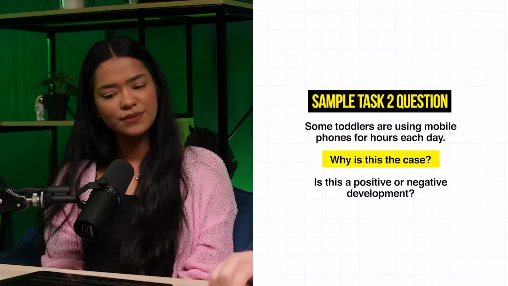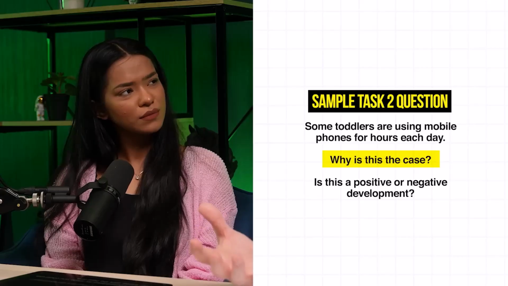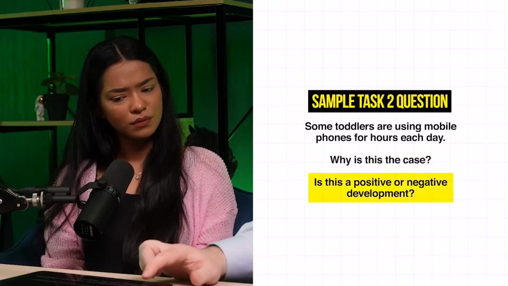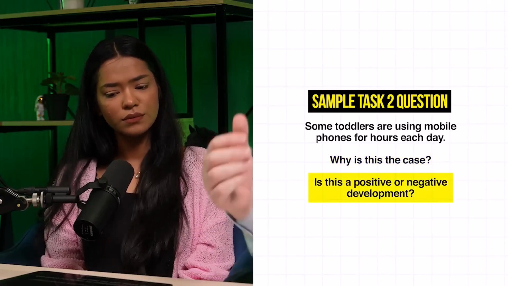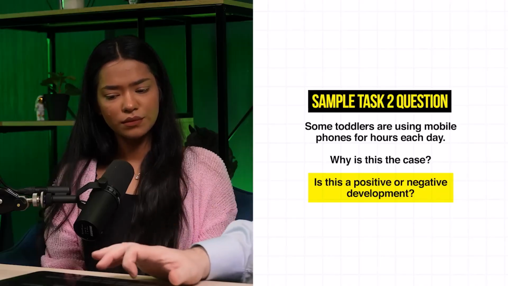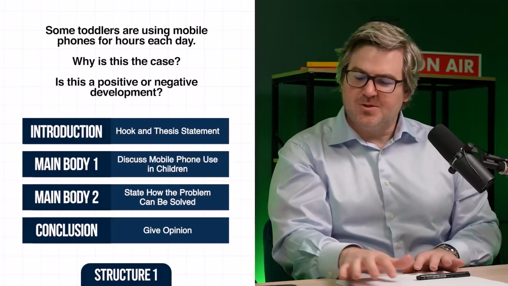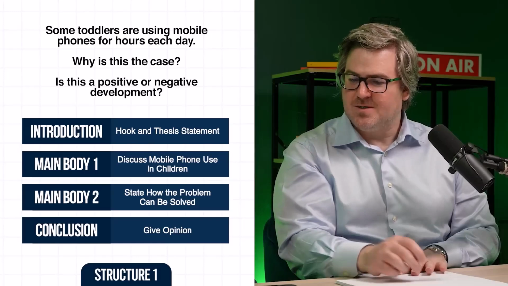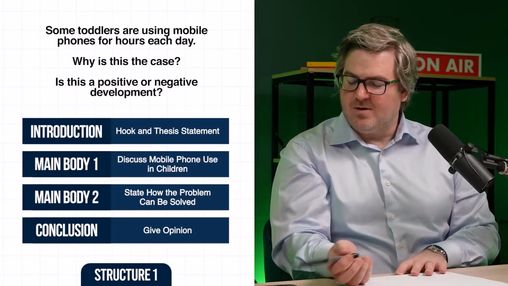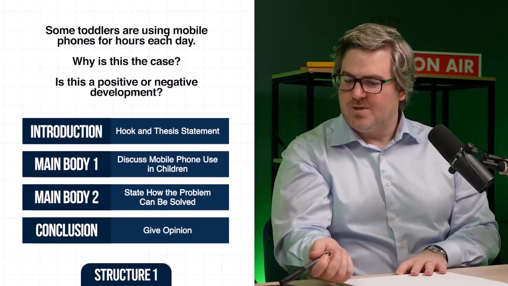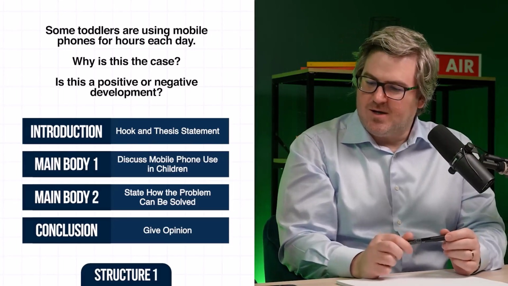Why is this the case? So you need to use a structure that clearly explains why this is, and is this a positive or negative development? You need to do that as well. So let's look at the first structure. This first structure has 4 paragraphs. An introduction, a main body paragraph, another main body paragraph, and a conclusion. Just have a look at what they do in there.